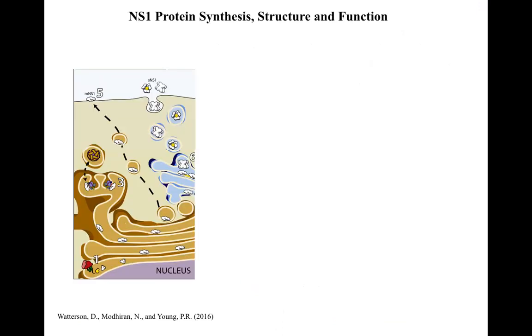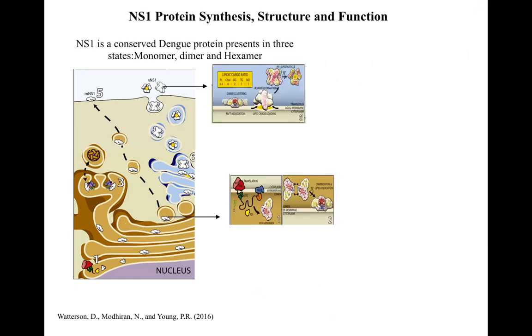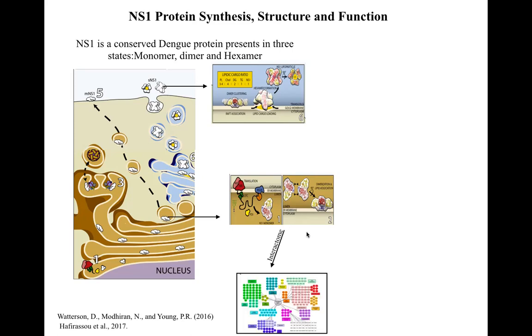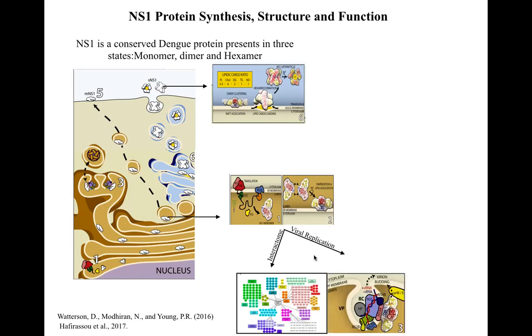NS1 protein is also called an antigenic protein, highly conserved in nature. It is present in three states: monomer, dimer, and hexamer. It translates as a monomer, immediately forms a dimer, and in the Golgi apparatus, this dimeric unit interacts with three other dimeric units to form a hexameric state. It is a very critical protein as it is shown to interact with dengue as well as host proteins, and is critical for viral replication.